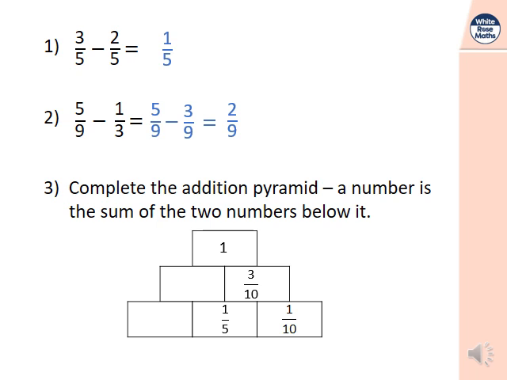And for question number 3, it was complete the addition pyramid. A number is the sum of the 2 numbers below. So you can see at the bottom 1/5 add 1/10 equals 3/10. But we've got to do the inverse to find these missing parts of the pyramid.